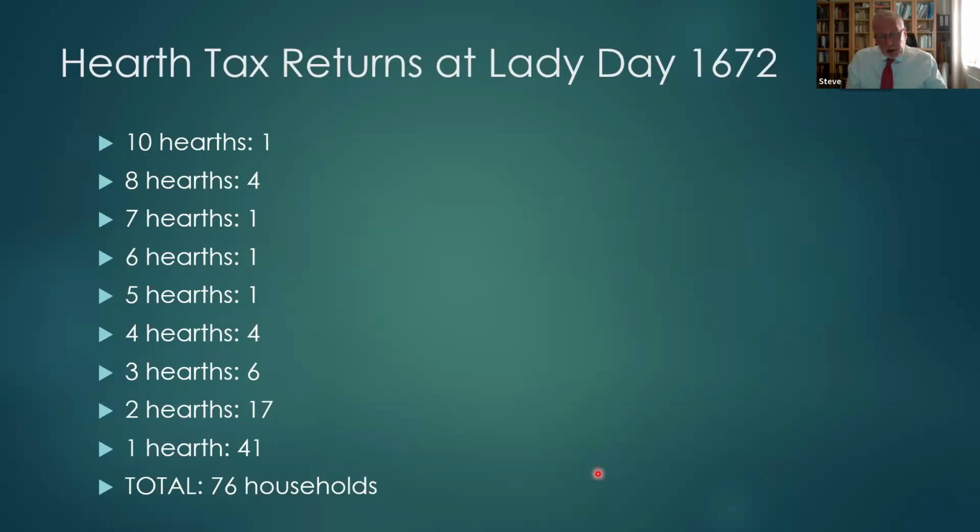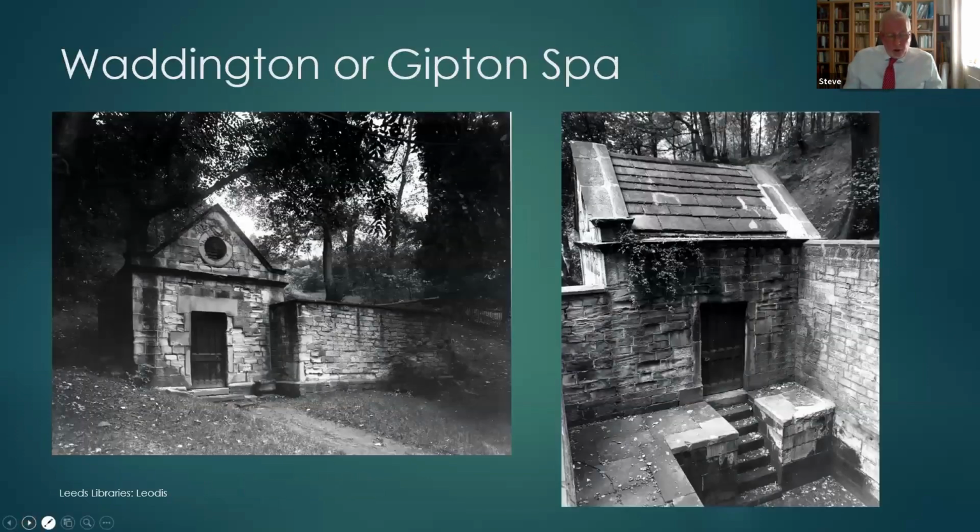And look how the society was divided. You have 58 with only 1 or 2 hearths, but then look at those at the top of the pile. 1 with 10 hearths, 4 with 8 hearths, and so on. This was a divided society, rich and poor, with few of the middling sort.